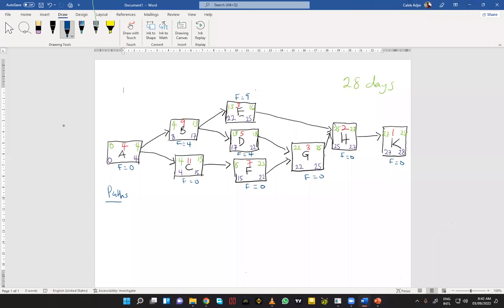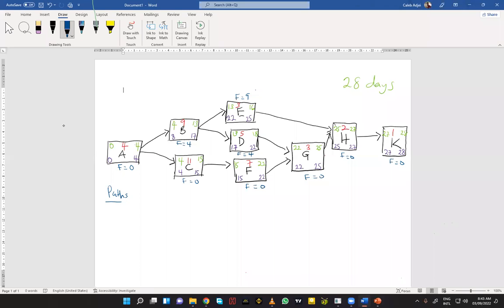It is 25 because F is, okay, late finish of F is not 25. Late finish of F here is 22. Victoria Anderson, you are asking, sir, please, why is late finish for F 25? The late finish of F is 22, not 25.